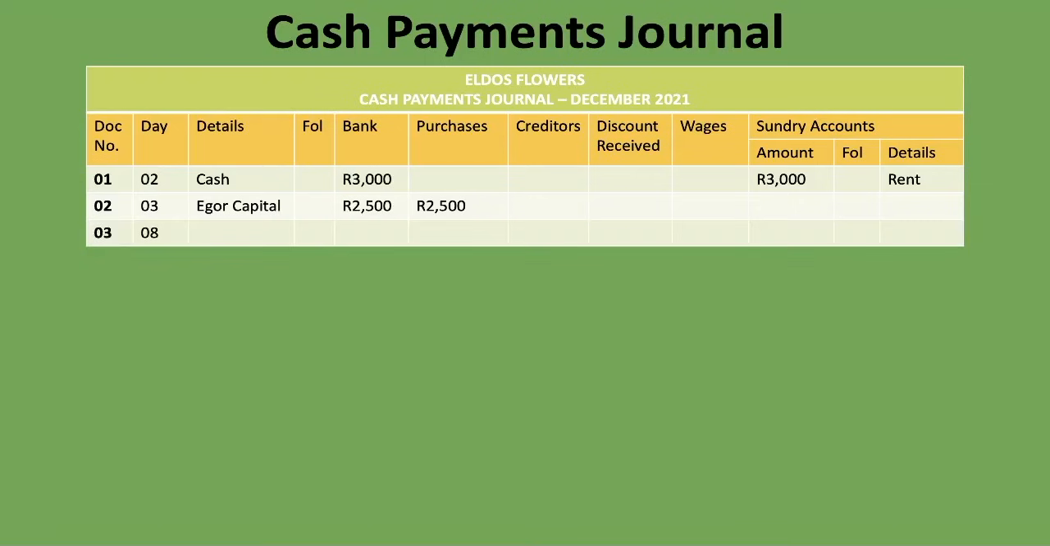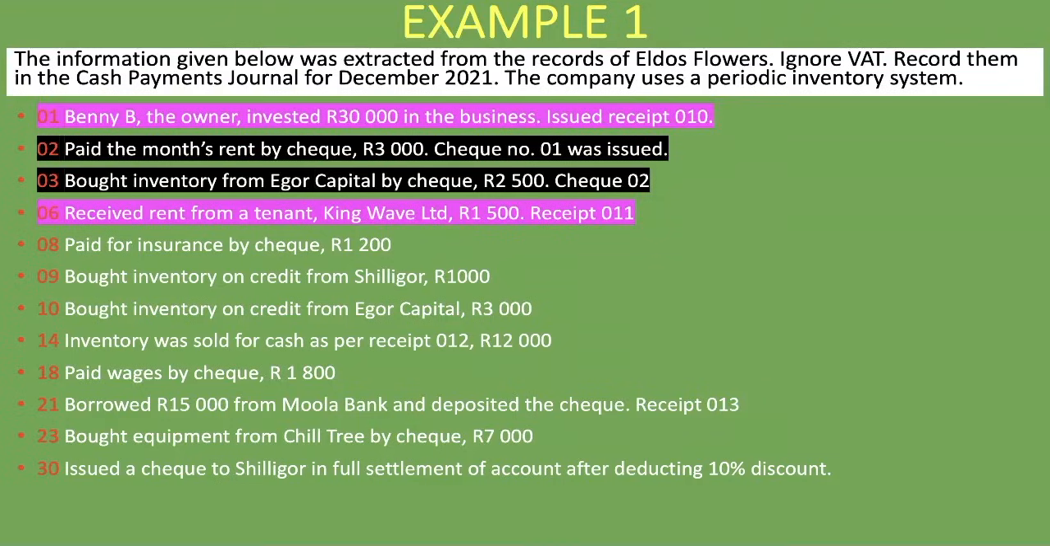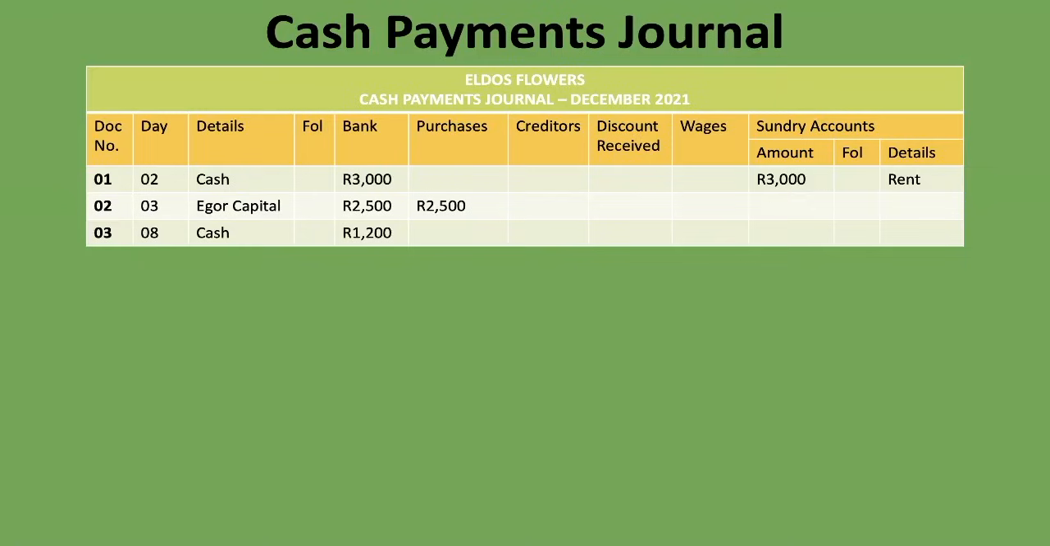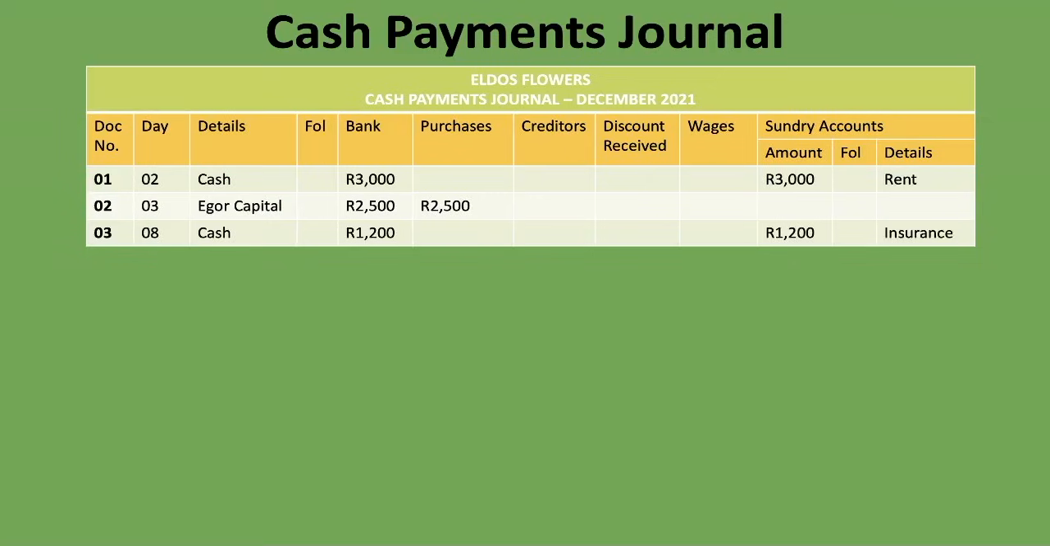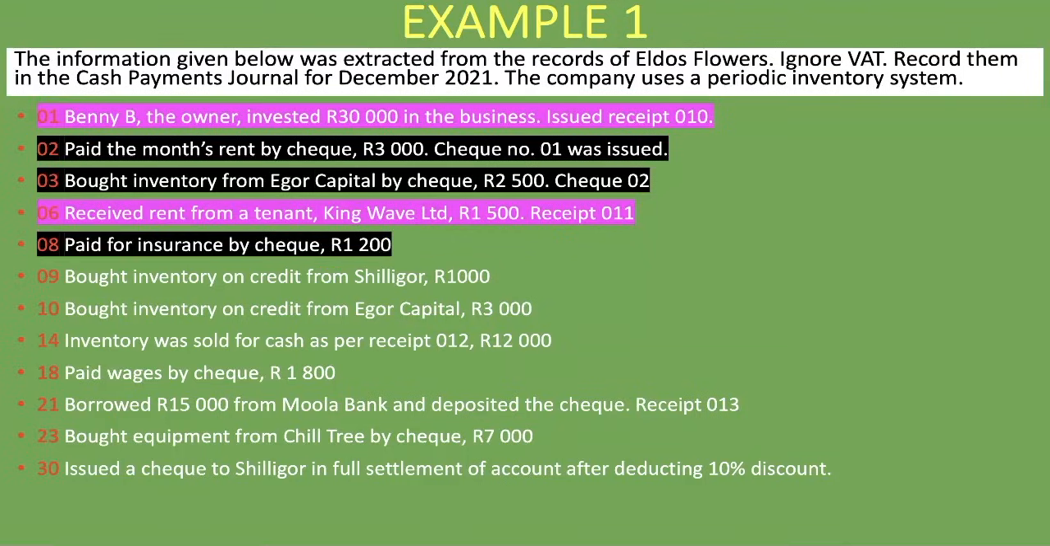We have 03 as the document number. We are following the sequence, and the day is 08, and the detail there, as you can see, I mentioned we were not given the name of the company, so we just put cash there, and under bank we put 1,200 because that is how much we paid for insurance. Now, which other column do we put this? Well, as you can see, we have no column for insurance. What does that mean? It means it will go into the sundry account. So we go to the sundry account and put 1,200, and then under details we put the insurance. I hope it's making sense. Let's go back and highlight that one as you've just completed it.